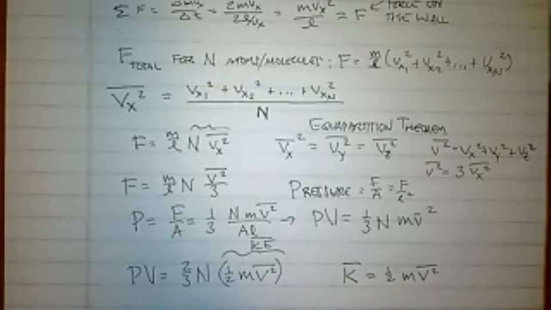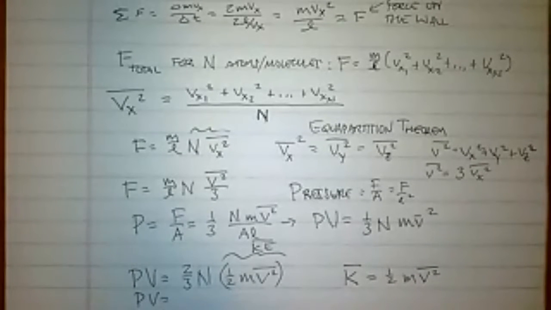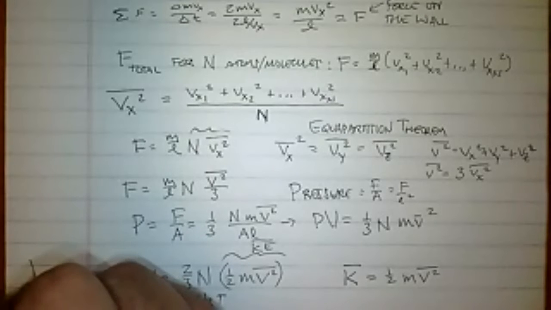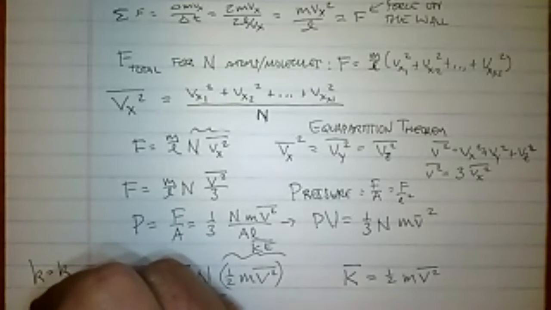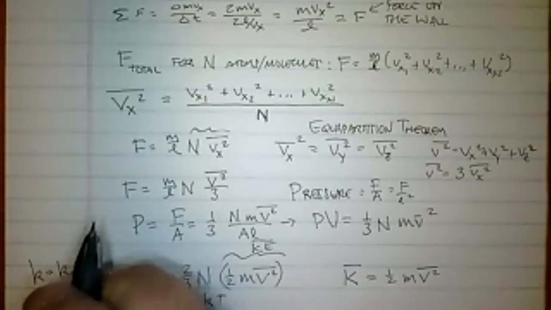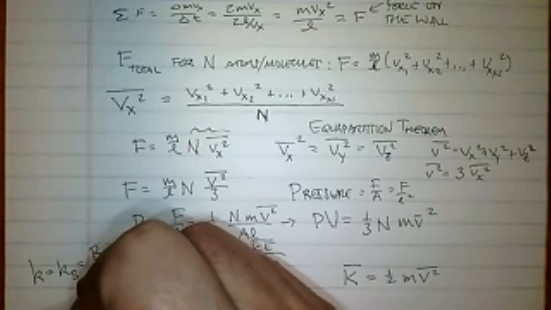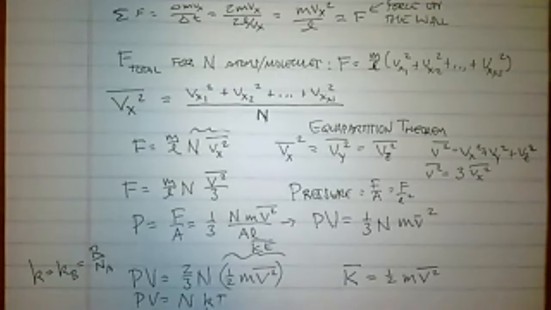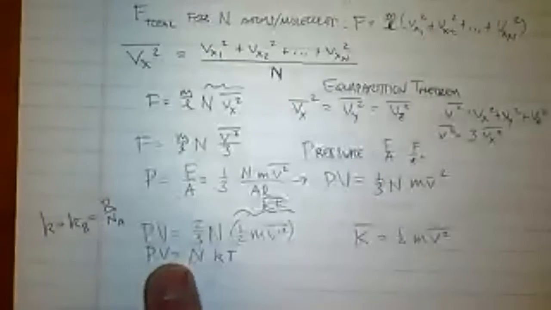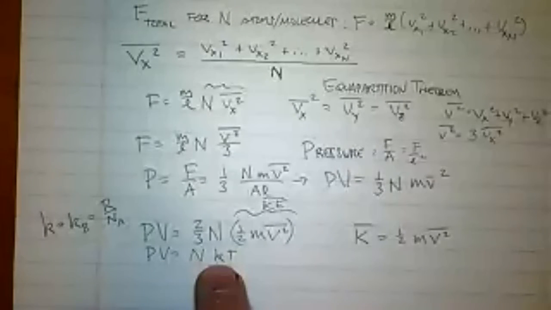And we already learned, remember the end of last lecture, that PV is equal to N k T, where k is that Boltzmann constant. Remember, k is also called k sub B, which is really just R over Avogadro's number. And what we found was another version of the ideal gas law: PV equals NkT.